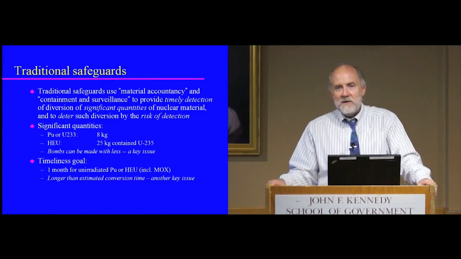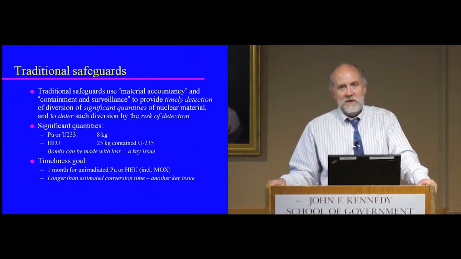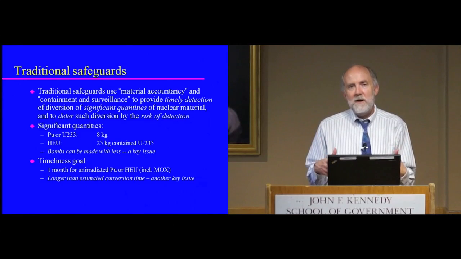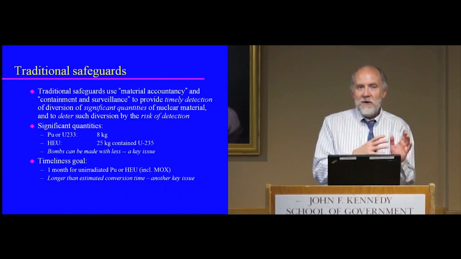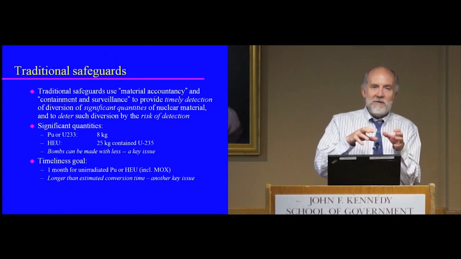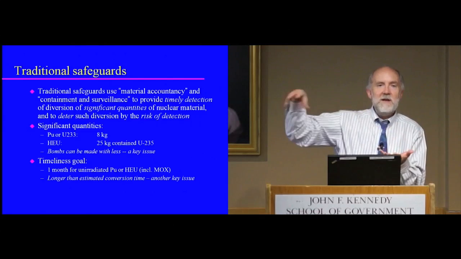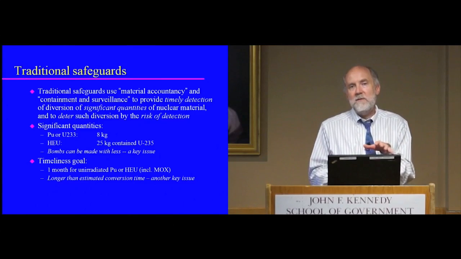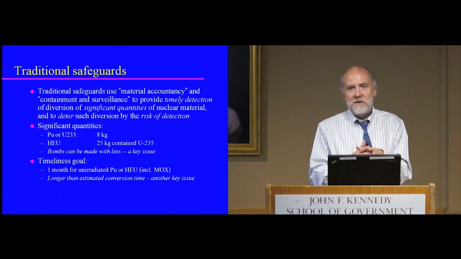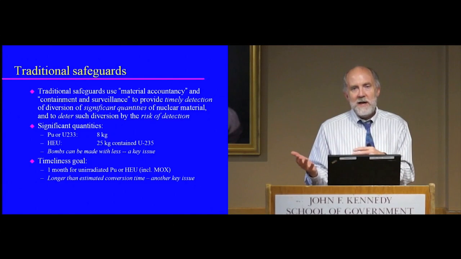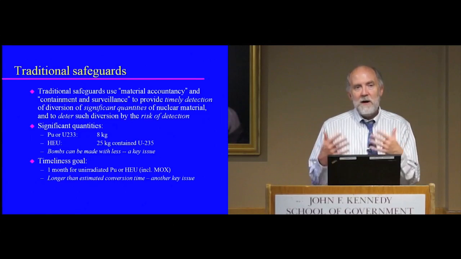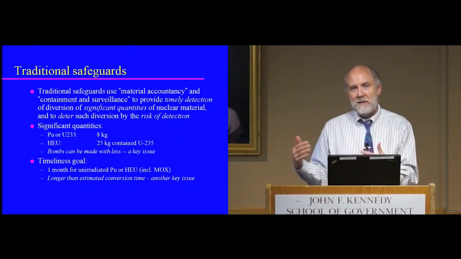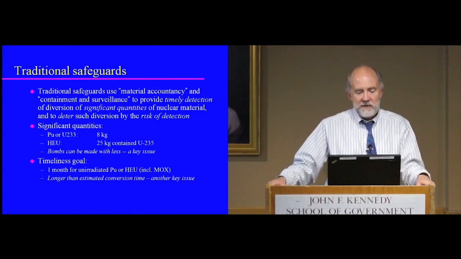uranium-235 is not quite as reactive as plutonium-239, and so you need a larger amount of material. So the significant quantity there is not 25 kilograms of highly enriched uranium. It's 25 kilograms of the U-235 that's in the highly enriched uranium. So if your highly enriched uranium was only half uranium-235, for example, it was 50% enriched, with the rest uranium-238, then it would take 50 kilograms of highly enriched uranium before it would have 25 kilograms of uranium-235 in it and be a significant quantity.